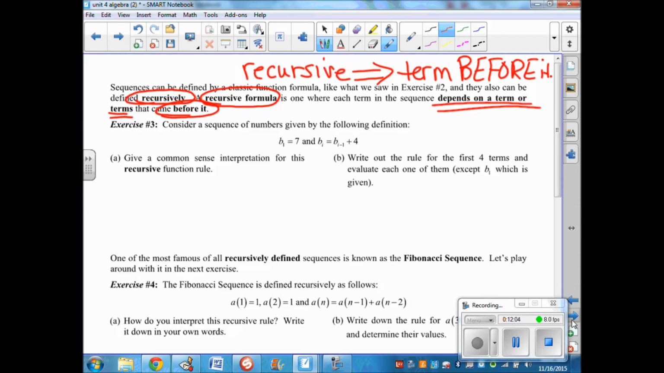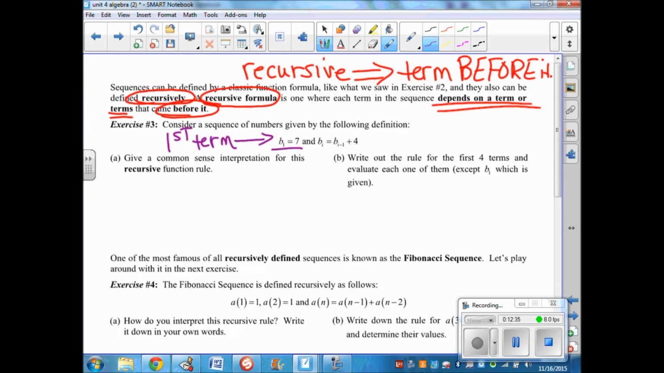So it says, consider a sequence of numbers given by the following definition. So b sub 1, meaning our first term in line, is 7. So there's our first term. And then it gives us a formula, but this formula looks a little weird. It says b sub i is equal to b sub i minus 1 plus 4.